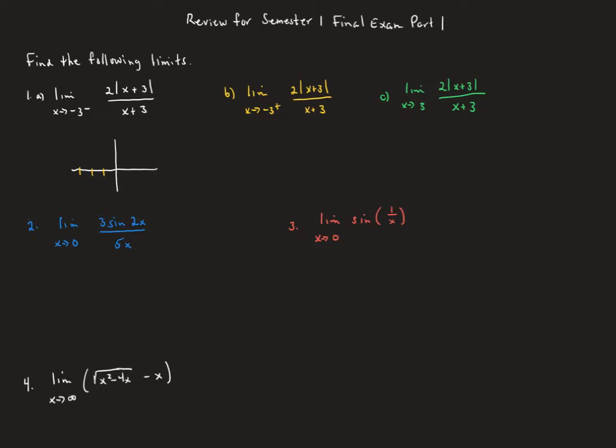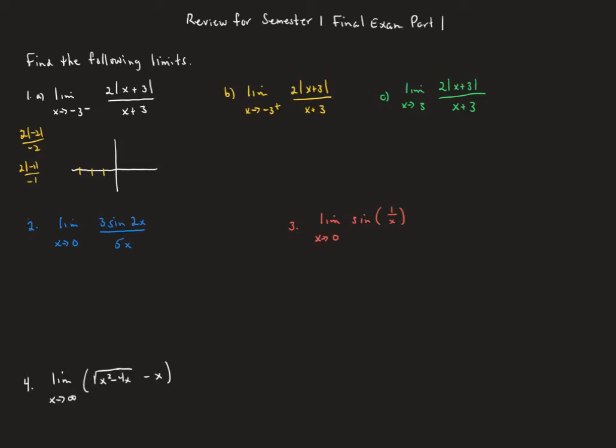So if we plug in values of x that are less than -3, think like -5, -4, and get closer and closer. So if we plug in -5, -5 plus 3 is -2. The absolute value of -2 is +2. And we're going to get a -2 in the denominator. So that's going to be like 2 times the absolute value of -2 over -2. If we plug in -4, we're going to get 2 times the absolute value of -1 over -1.